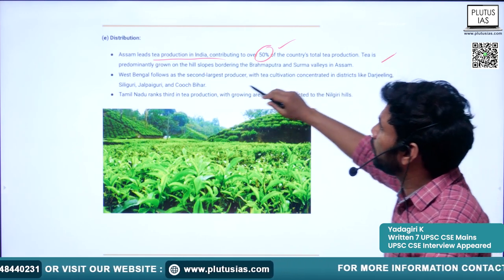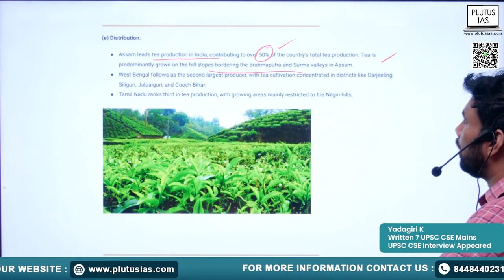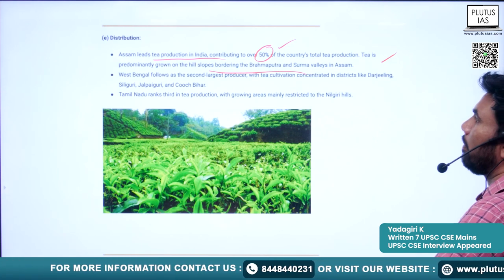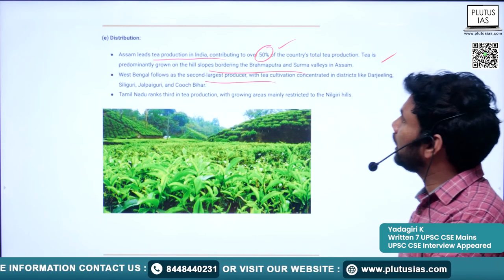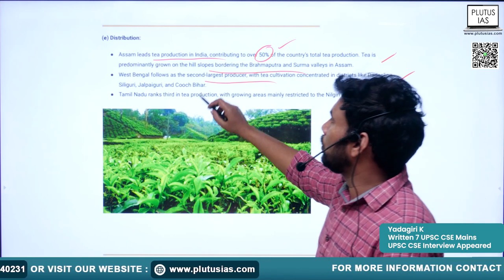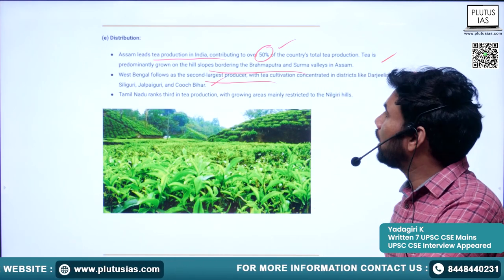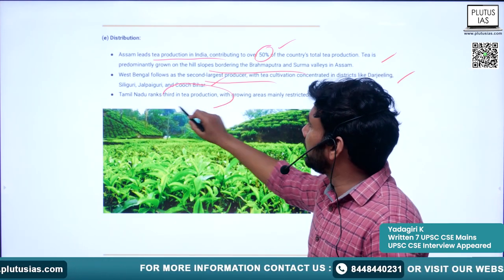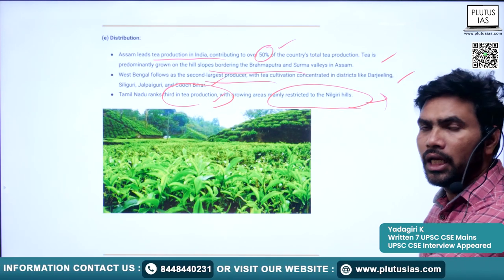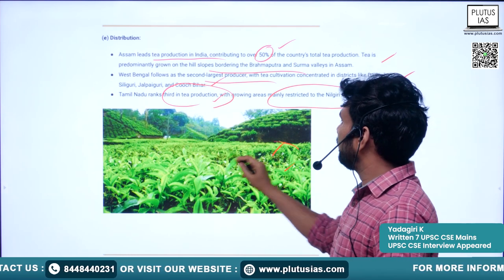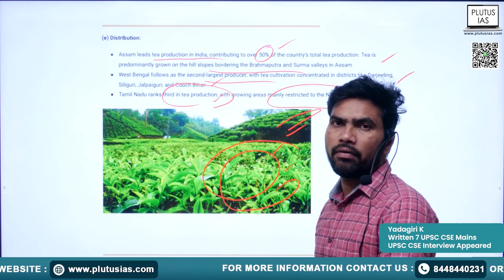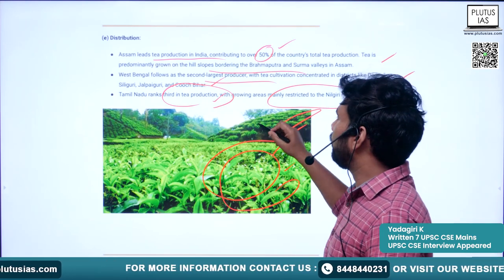Right. So tea is also predominantly grown on the hill slopes bordering the Brahmaputra and Surma valleys in Assam. West Bengal follows as the second largest producer, with tea cultivation concentrated in districts like Darjeeling, Siliguri, Jalpaiguri and Cooch Bihar. Tamil Nadu ranks third in tea production, with the growing areas mainly restricted to the Nilgiri hills. Here you can see the tea plantation. These types of sloping areas are well suited for the cultivation of tea, which are well drained.